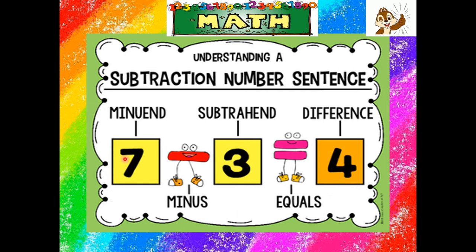So again, we have 7 as your minuend. This symbol, the red one, is the minus sign. 3 is the subtrahend. This is the equal sign, and 4 is the answer of the subtraction, which is called the difference.